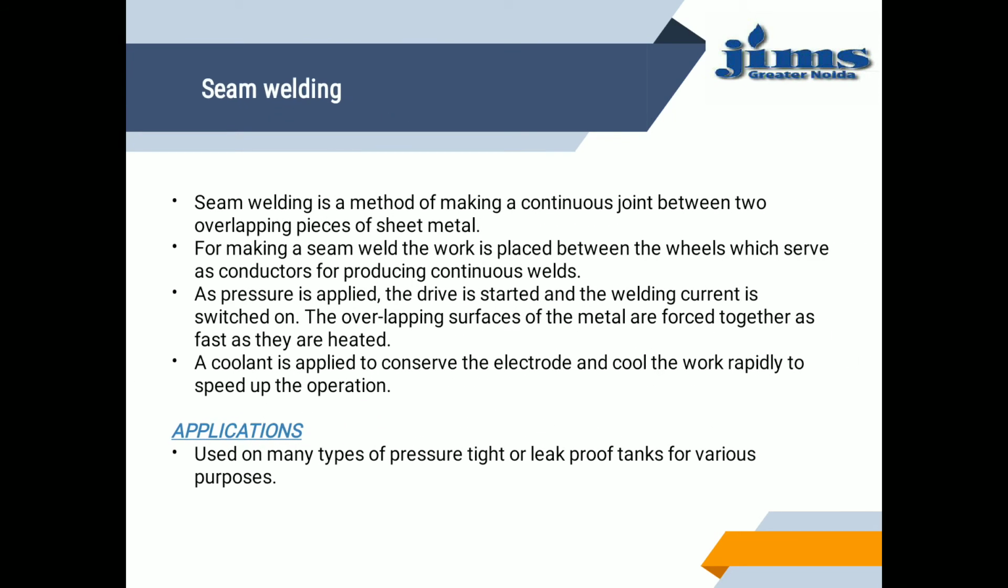To make leak-proof joints, tanks and boilers, we can use seam welding. A coolant is applied to conserve the electrode and cool the work rapidly, and also to enhance the speed of the operation. As the pressure is applied, the drive is started and the welding current is switched on. The overlapping surfaces of the metal are forced together as fast as they are heated.